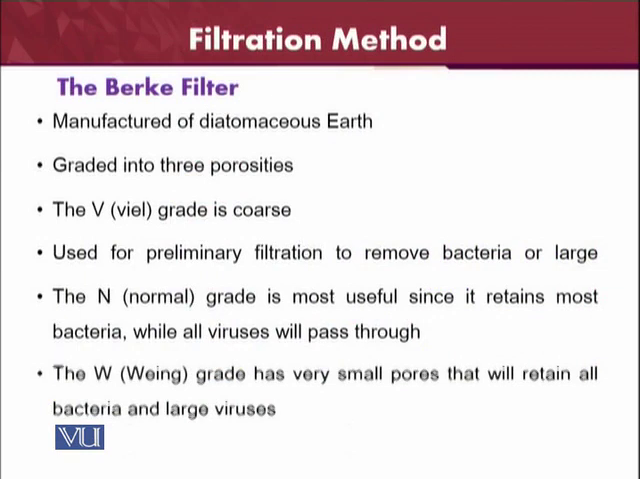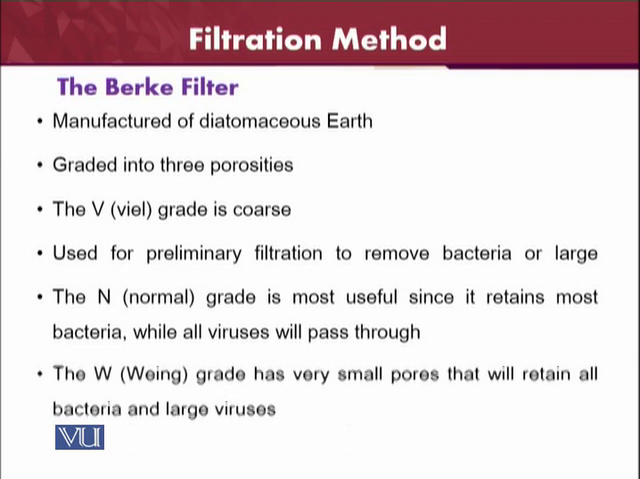First of all, we see the Berkefeld filter, what its procedure is, and how it filters the smallest particles like viruses. What is the filtration method? It is manufactured from diatomaceous earth, graded into 3 porosities. These are graded into 3 porosities because one of them is the finest and one is the coarse porosity. The 3 porosity types are V, N (normal) and W.